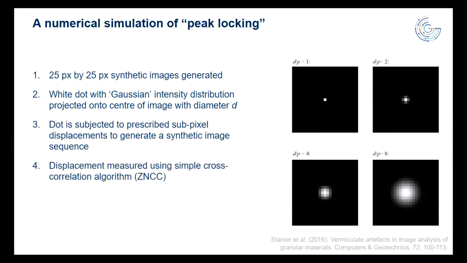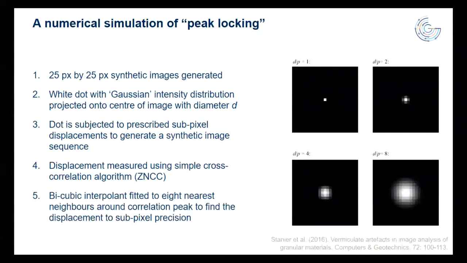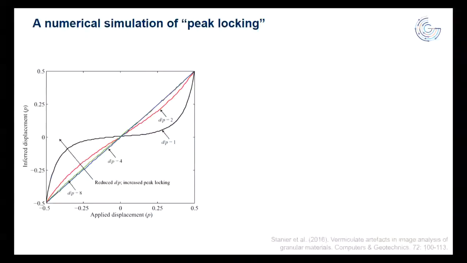As I said, I subject it to a subpixel displacement, and then I calculate some cross-correlation function. In this case, it's a zero normalized cross-correlation coefficient. I fit my bicubic interpolant to it in the classical way. I take my 8 nearest neighbors and I interpolate to find the peak of that function. And what I find is when my particle image size is small, so my particles are small relative to the pixel size, I get this crazy biasing. Right? And the displacements start to bias towards the integer pixel values hugely.